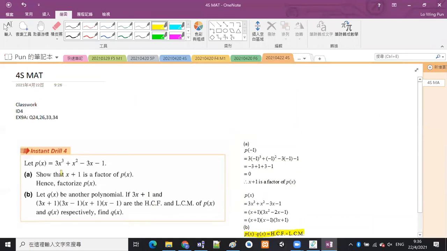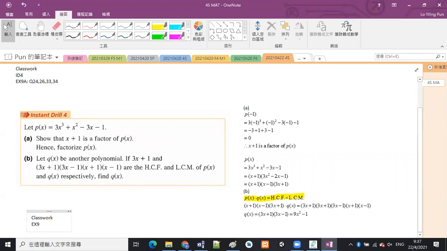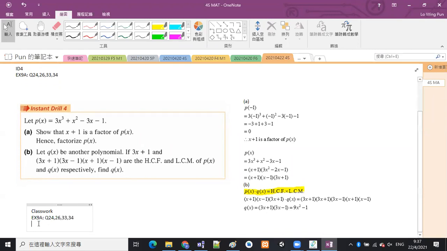do the following exercise: Exercise 9A, questions number 24, 26, 33, and 34. I'll give you 10 minutes and then I will start talking about this. So please remember to upload to the Math app, classwork. Exercise 9A, questions 24, 26, 33, and 34. 10 minutes.